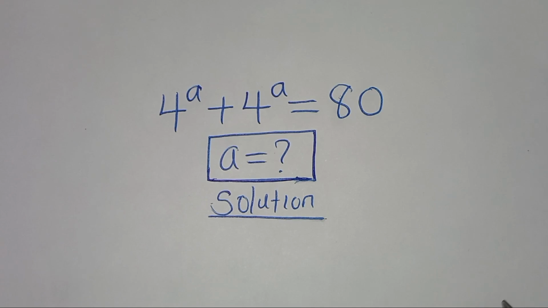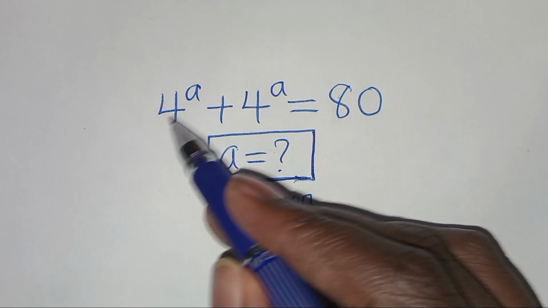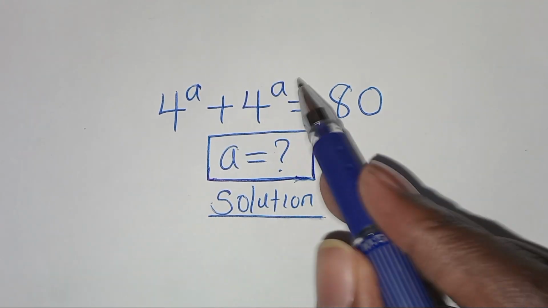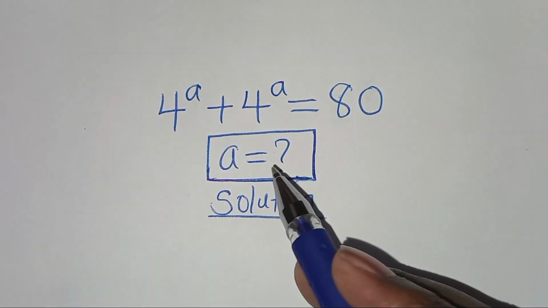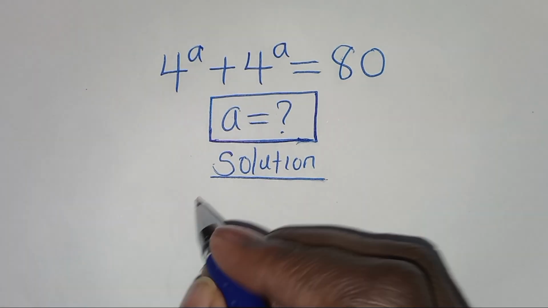Hello everyone, you're welcome to solve this nice exponential equation, which is 4 to the power of a plus 4 to the power of a. This is equal to 80. So what is the value of a? Let's present the solution from here.